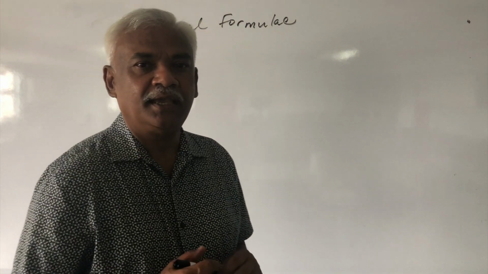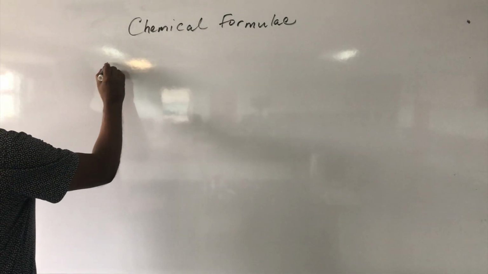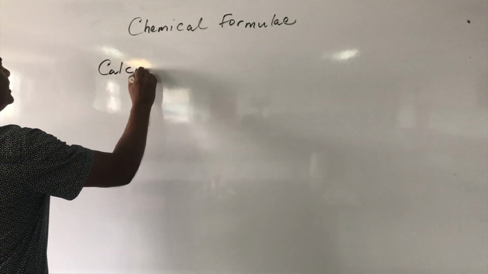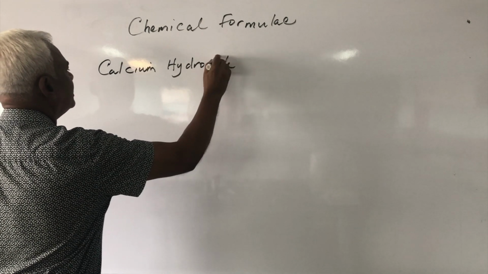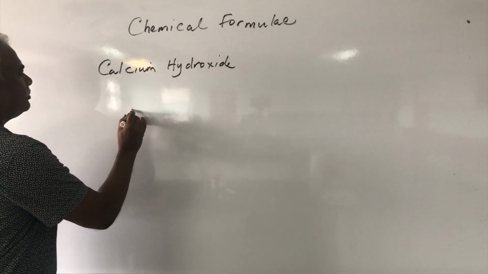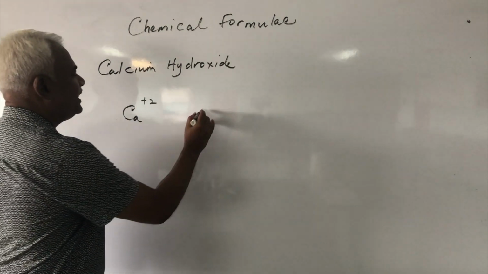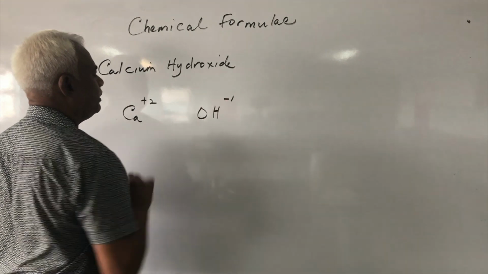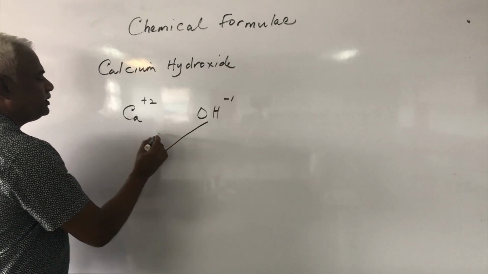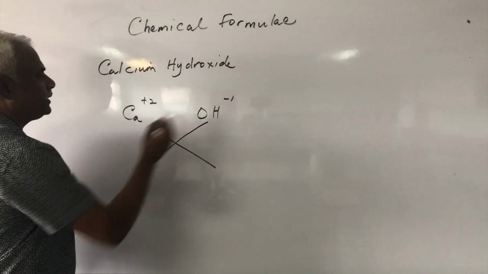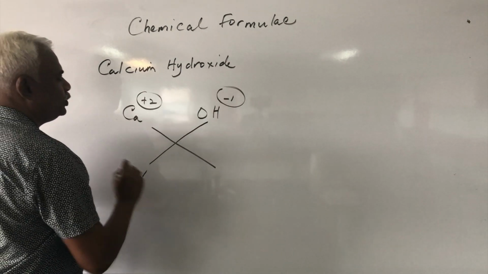Let's look at writing a chemical formula. Let's take, for instance, calcium hydroxide. Calcium is a +2 ion. The hydroxide ion is -1. Now, in writing the chemical formula, simple trick, we cross multiply. The number 1, we place here. The number 2, we place here.